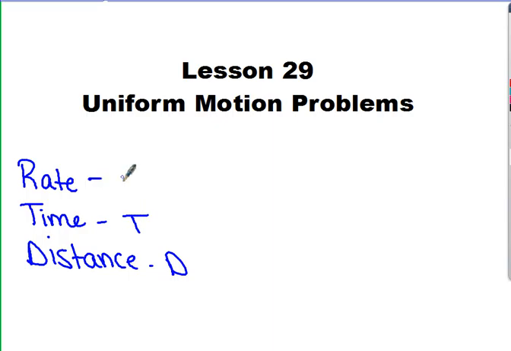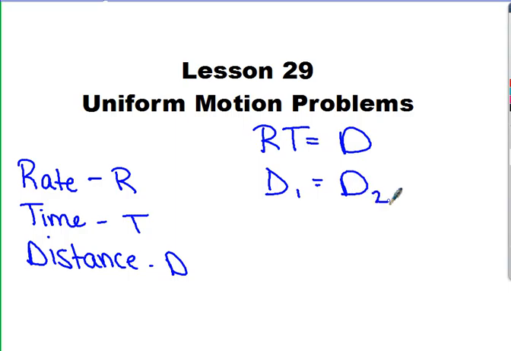We've talked about how rate, time, and distance are related. Rate times time equals distance. And we've been doing problems where we've got equal distances. So if the distance of one person equals the distance of the second person, then the rate times time of the first person equals the rate times time of the second person.